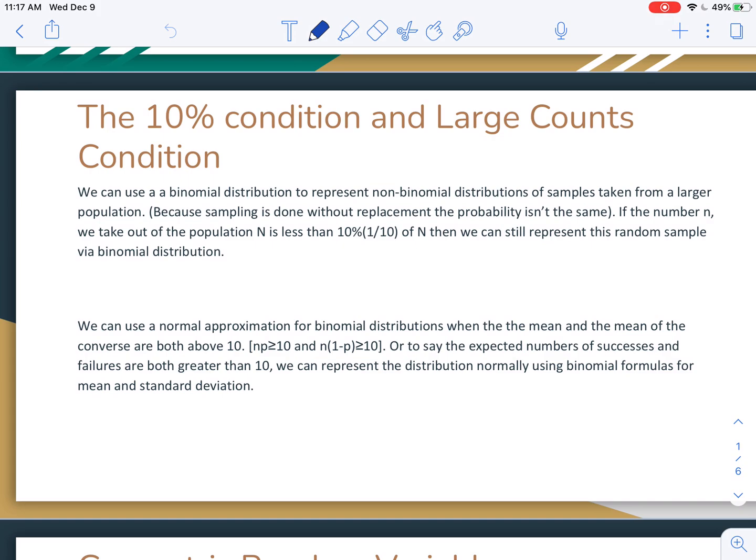All right, now the normal approximation rule, the large counts condition: we can use a normal approximation for a binomial random variable if our mean of that binomial random variable is above 10 and our standard deviation is above 10.